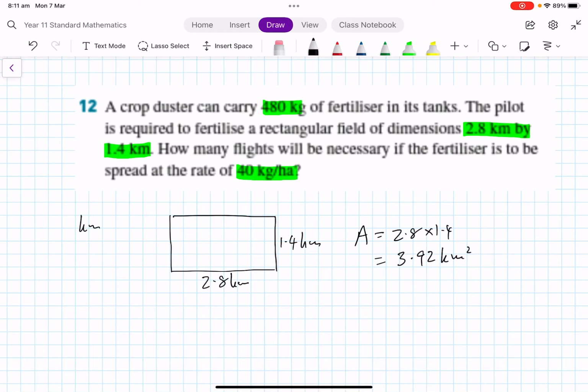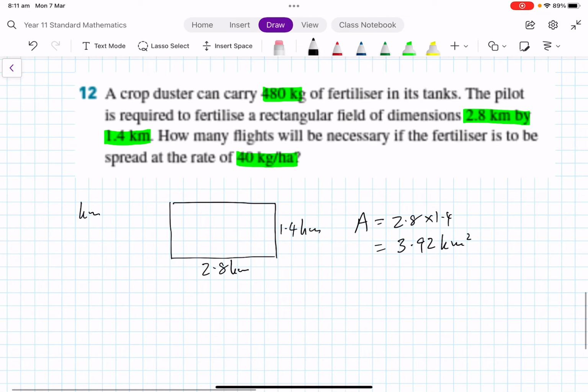Now the question is, how many hectares is that? So we need to remember the conversion of our units. 1 hectare is equal to 10,000 square meters. Now the reason is it's 100 meters by 100 meters square. 2 football fields, essentially, stuck together side by side, is 1 hectare.